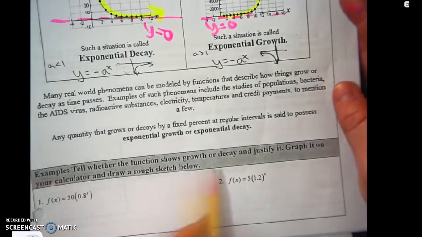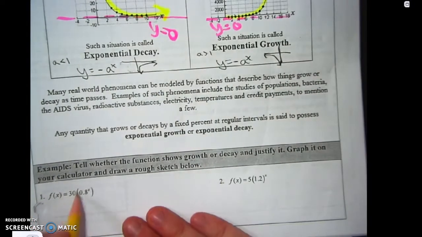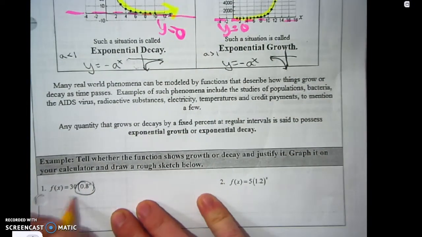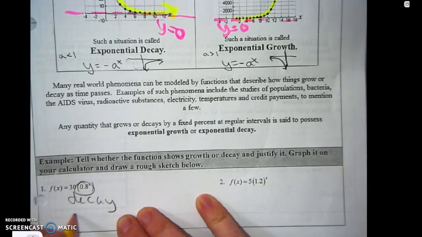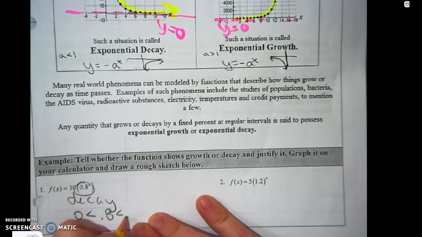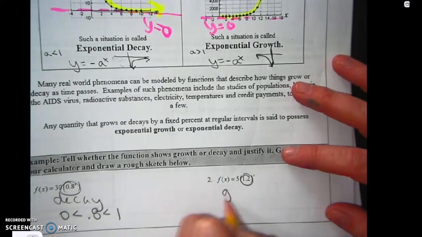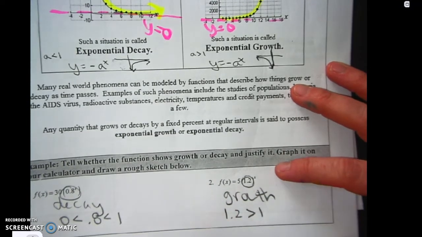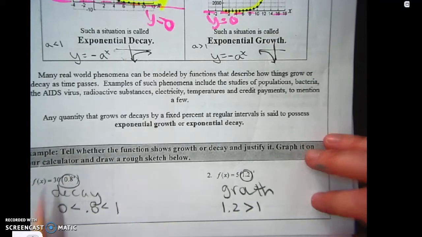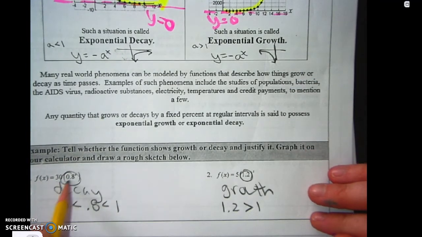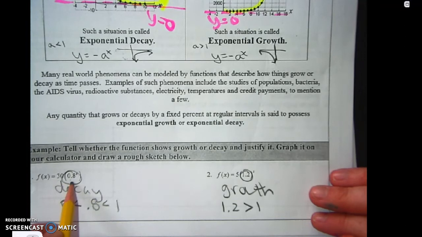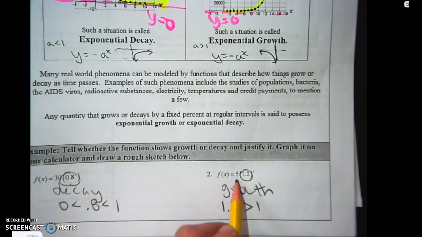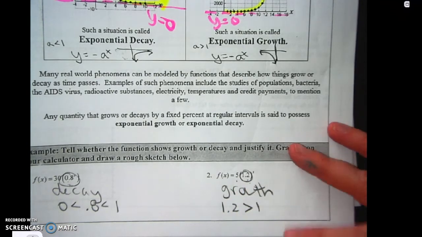So in this one, I just want you to tell me if it's growth or decay and justify it. So I look here, it's decay because 0.8 is between 0 and 1. Yes, this question is on your quiz. Yes, don't get it wrong. This is growth because 1.2 is greater than 1. Okay. I started with $30 and I'm losing money at a rate of 20% every month. Okay, that's what that means. This is I start with $5 and I grow my money by 20%.